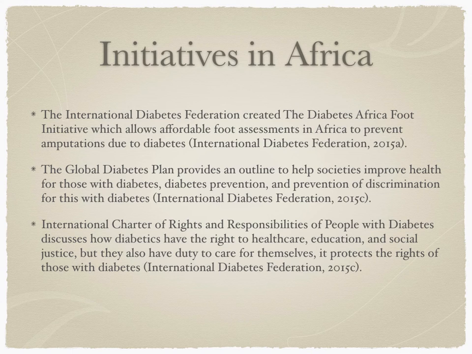Then these are just some initiatives in Africa to help with diabetics. The International Diabetes Federation created the Diabetes Africa Foot Initiative, which allows affordable foot assessments in Africa to prevent amputations due to diabetes. And then they also created the Global Diabetes Plan, which provides an outline to help societies improve health for those with diabetes. It helps with diabetes prevention and prevention of discrimination for those with diabetes. And then they also created the International Charter of Rights and Responsibilities of People with Diabetes. This discusses how diabetics have the right to health care, education, and social justice, but they have a duty to care for themselves as well, and it protects the rights of those with diabetes.